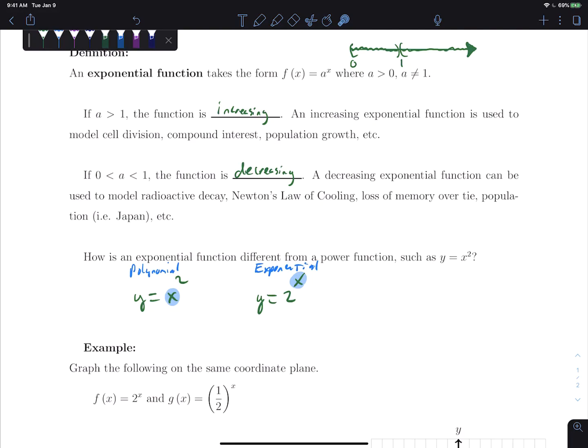Okay, now we do have to be a little bit careful here. Not all bases can become an exponential function. Basically, the base has to be this a greater than 0 and not equal to 1. Okay, that's very important.